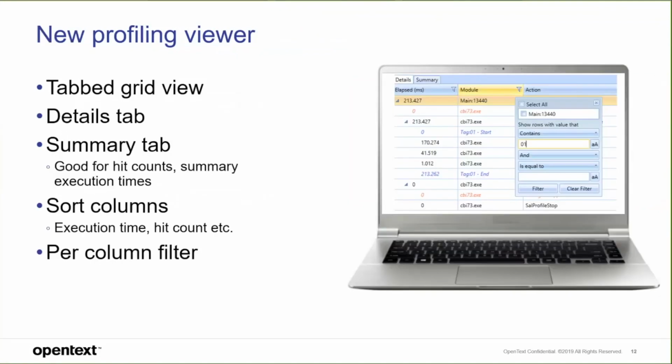The new profiling viewer is a tabbed grid view. You have a details tab and a summary tab, so you can switch between those two. In each of those, you can sort the columns by execution time or hit count. You can define per column filters, like in that screenshot that you see here. So you set a filter on the action column, for example. And here you also see the next feature, which I better describe on the next slide, actually.